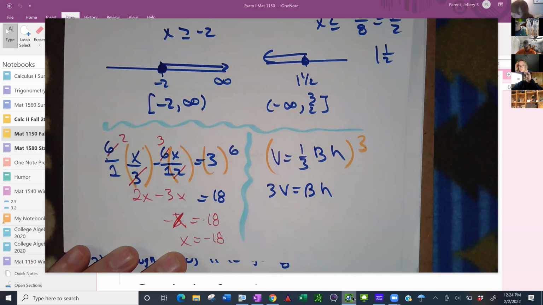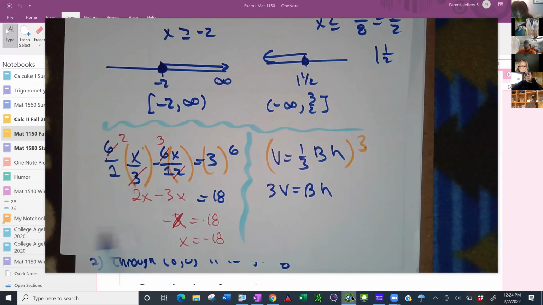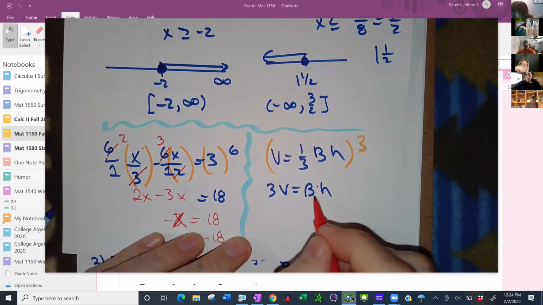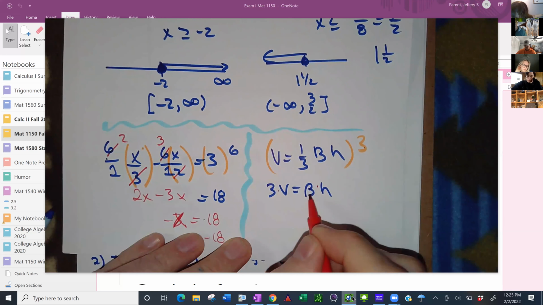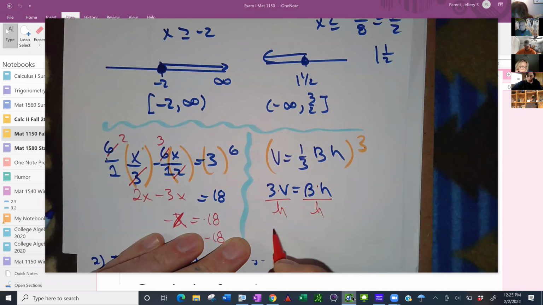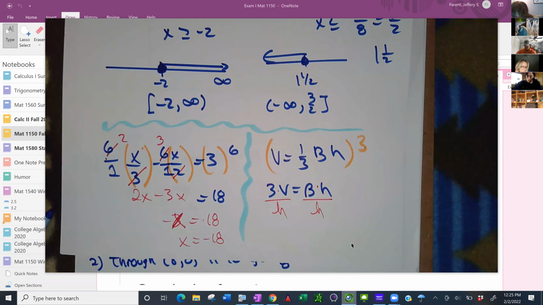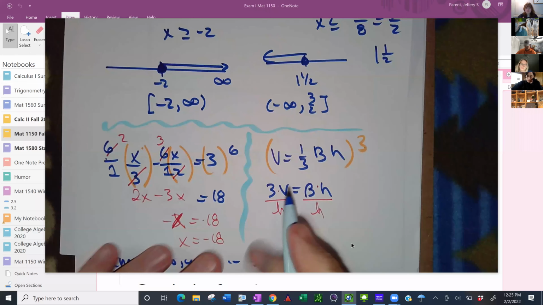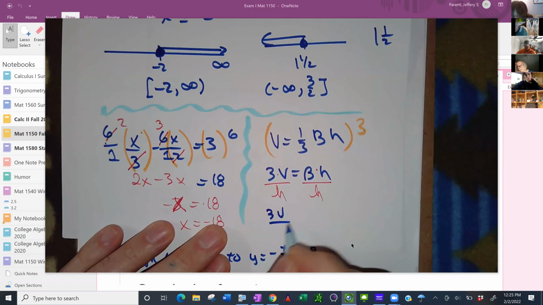And now I want to get capital B by itself. To do that, I got to get rid of the H. Since H is multiplying B, the opposite of multiplication is division. So I can just divide both sides by H. 3V over H equals capital B. Beautiful.